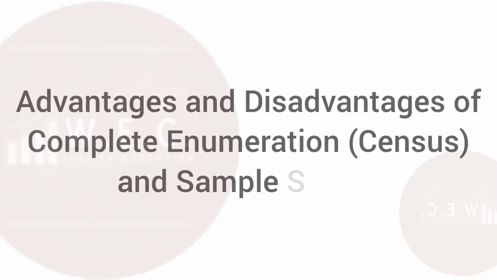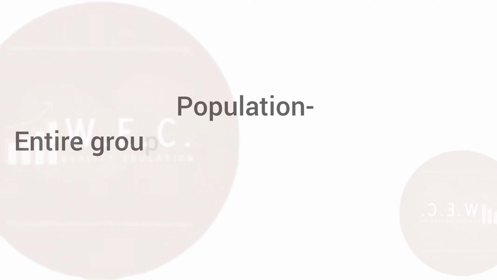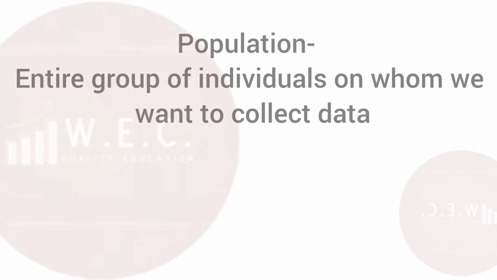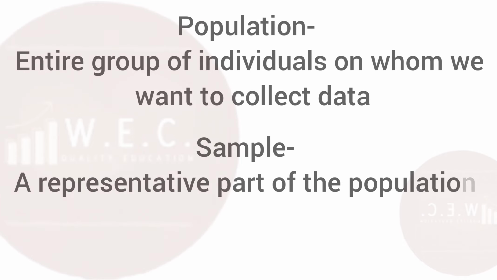Advantages and disadvantages of complete enumeration, that is census, and sample survey. Population: the entire group of individuals on whom we want to collect data. Sample: a representative part of the population.